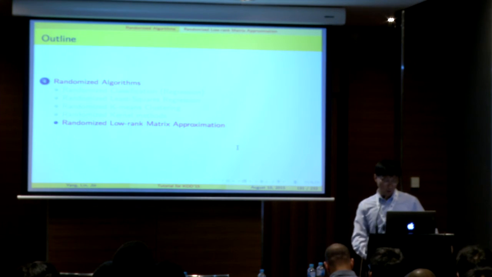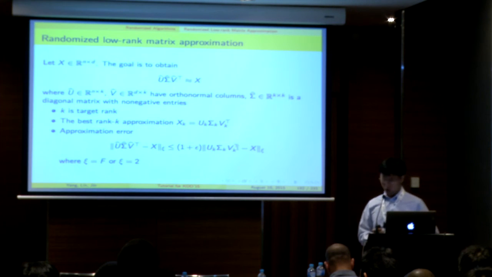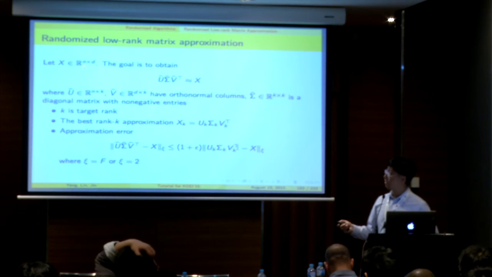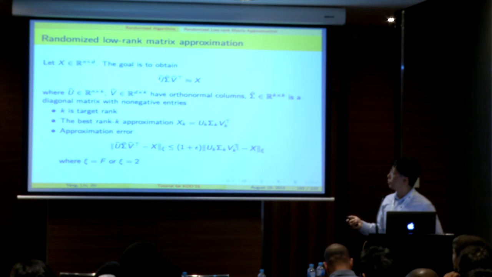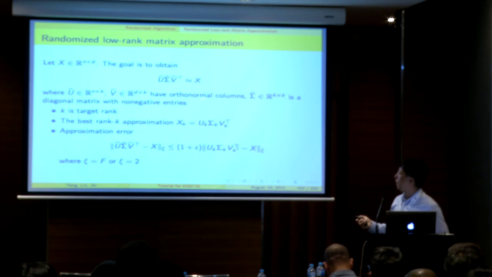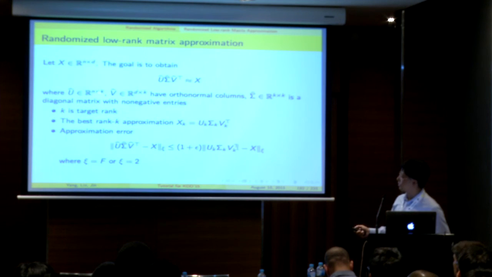Okay, so next, finally, I want to talk about randomized low-rank matrix approximation. In particular, if you want to compute the top K singular value decomposition of a big data matrix, this is the randomized algorithm to do that. The goal is, for matrix X, an n times D matrix, to obtain this top K singular value decomposition. U hat and V hat are orthonormal matrices, Sigma hat is a diagonal matrix with non-negative entries, and the size of U hat and V hat is K columns, so K is the target rank.